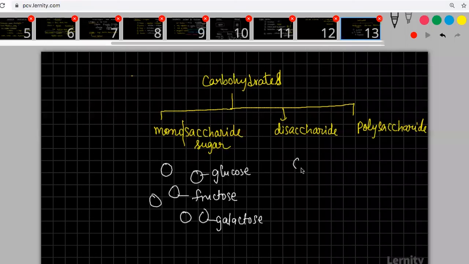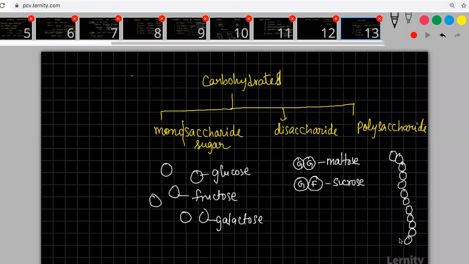When two of these things are joined together, it becomes a disaccharide. So let us say, for example, glucose and glucose joined together, it will form a disaccharide which is called maltose. Glucose and fructose join together to form what we call sucrose. All these things are examples for disaccharides. When two sugars are joined together, we call it disaccharide. When many sugars are joined together as a chain, say 100 molecules, 200 molecules, 500 molecules, like that, we call that a polysaccharide. Okay, so that is the meaning of the word polysaccharide.